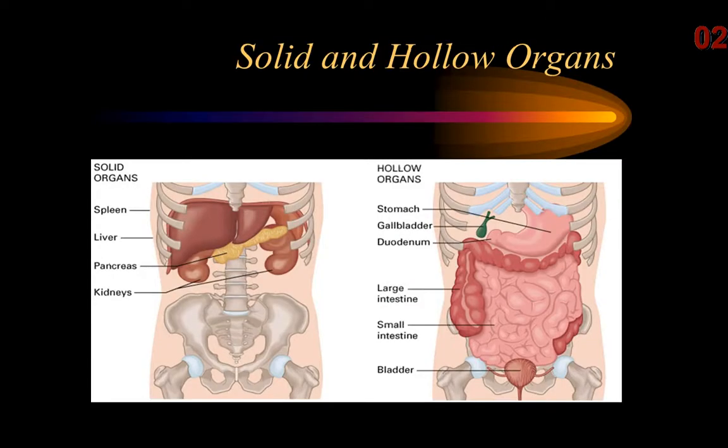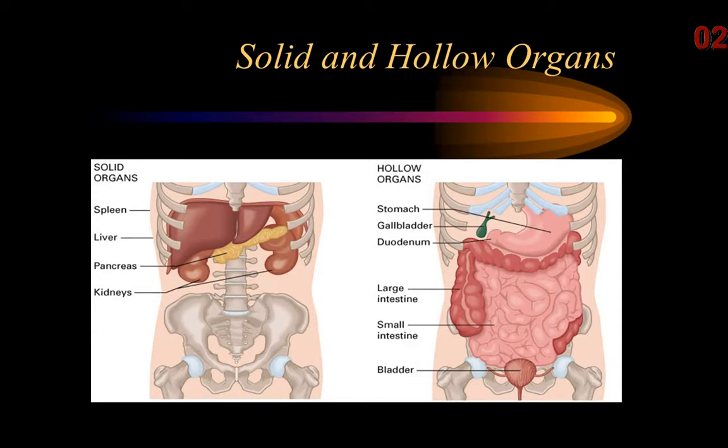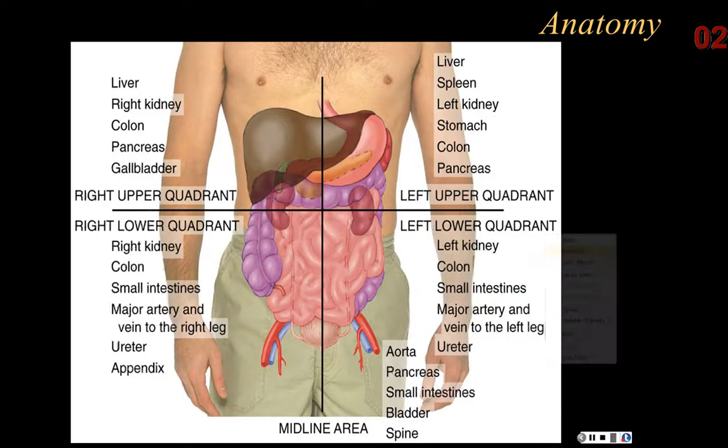All right, so you guys remember solid and hollow? Tell me by raising your hand, please don't everybody shout it out. Raise your hand if you think you can name hollow or solid organs. Brian. Mason: spleen, liver, pancreas, kidneys.